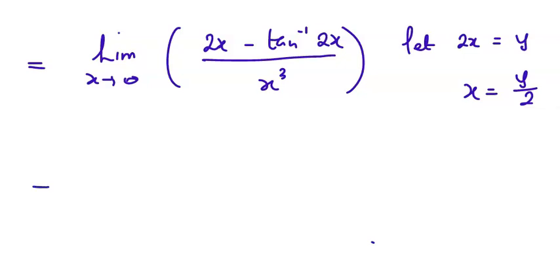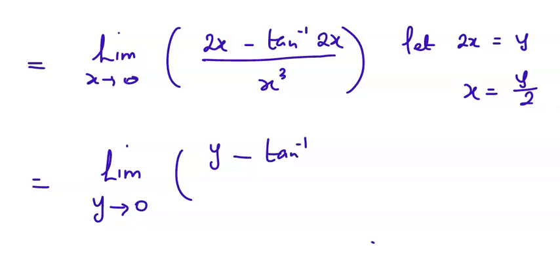Now our limit is the same as the limit as, we are in the y world now, so no more in the x world. Let's see what y is approaching. We know y equals 2 times x, and if x is approaching 0, y is also approaching 0. So here 2x is the same as y, minus the inverse tangent of 2x is the same as the inverse tangent of y, then divided by x cubed, which will be y over 2 whole cubed.